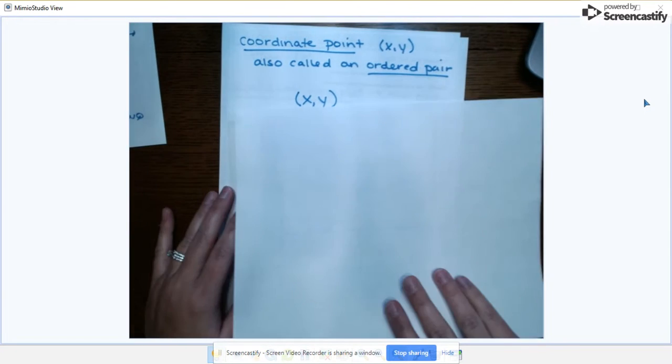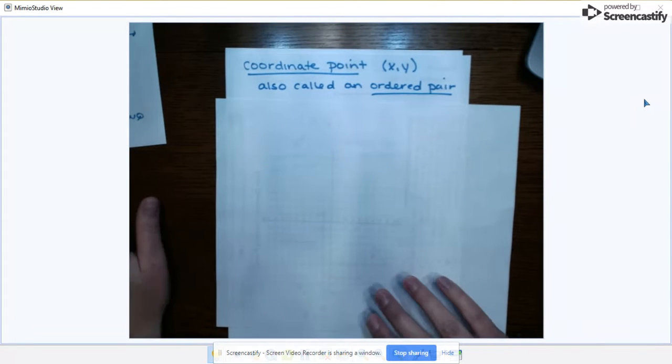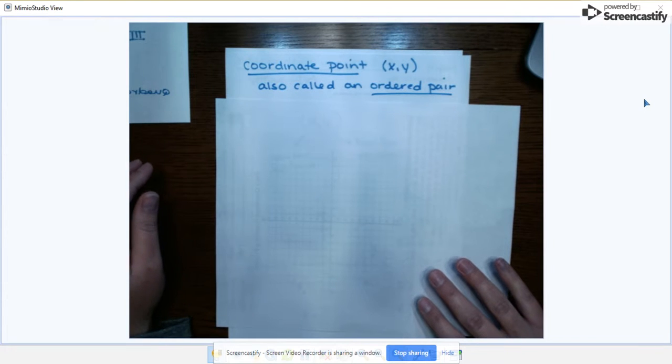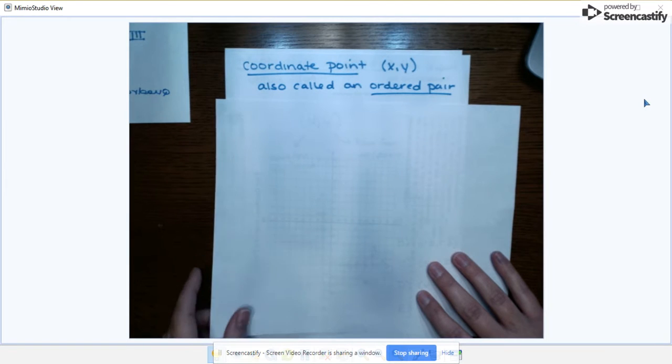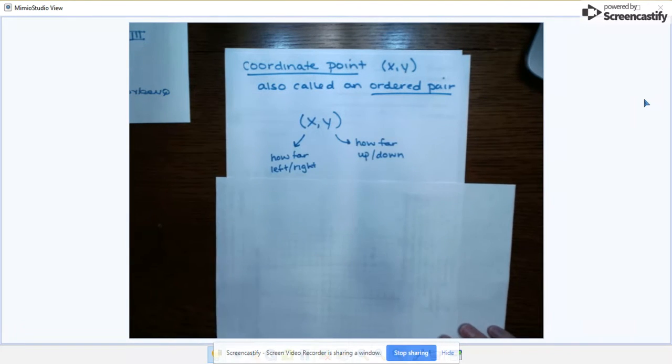So when we have a coordinate plane, we also have what we call a coordinate point. This is also sometimes referred to as an ordered pair, but it's in parentheses and it goes x comma y in that order always. So the x is going to tell you how far in which direction you move, left or right, and then the y will tell you up and down.